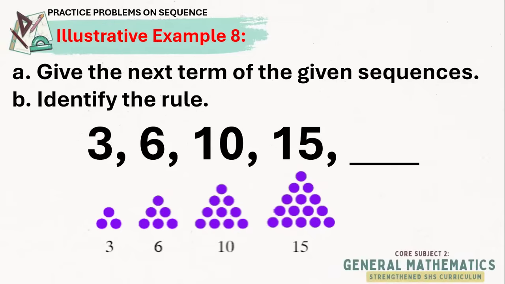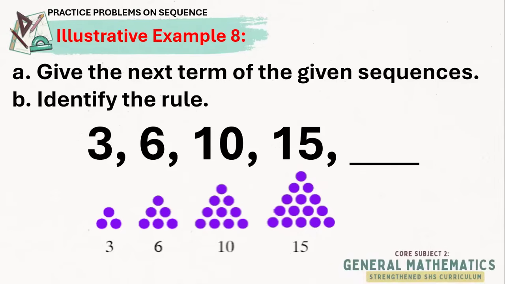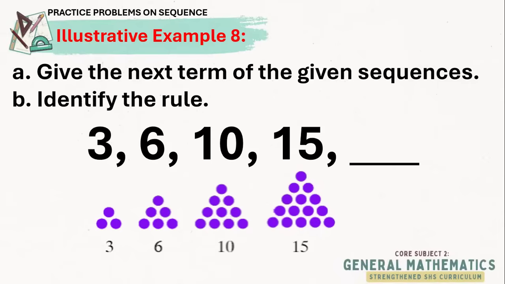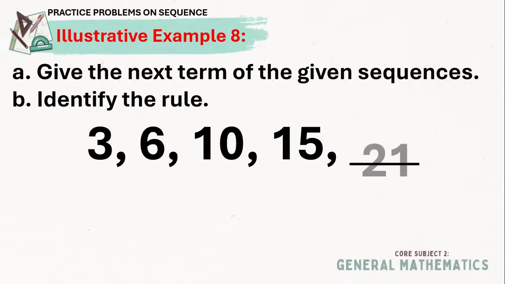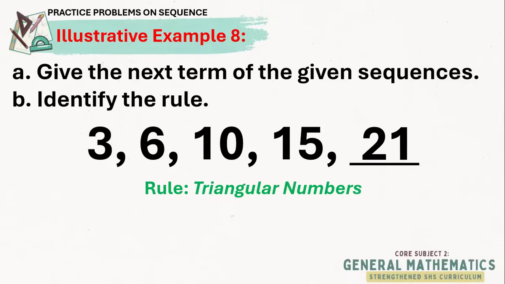What is the next triangular number that we could form by showing the rows of each circles that we have? Did you get 21 as the answer? Then you are right. Very good. So again, our rule that we have used here is the rule of triangular numbers.